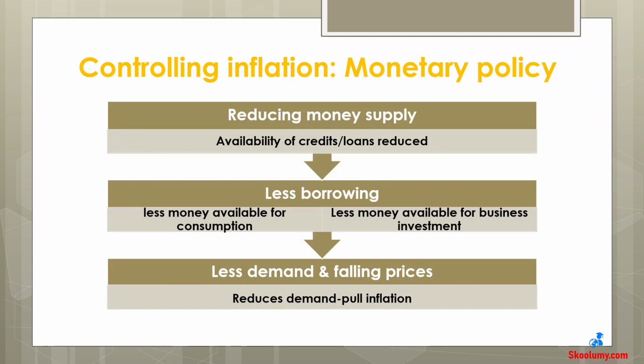Another monetary policy instrument is money supply. When money supply is reduced, less loans or credits are available. Borrowing for consumption and investment falls, causing aggregate demand to fall. A fall in aggregate demand lowers prices and reduces demand pull inflation.